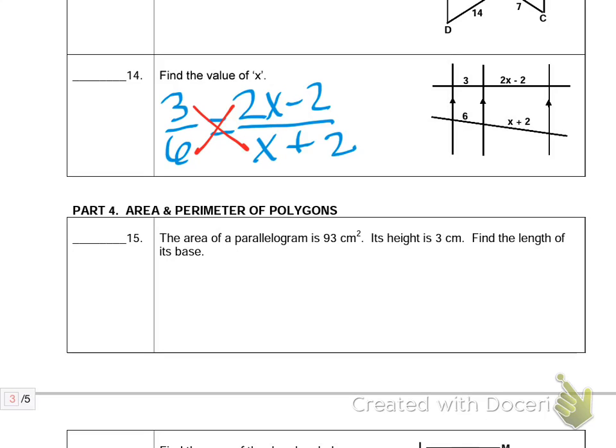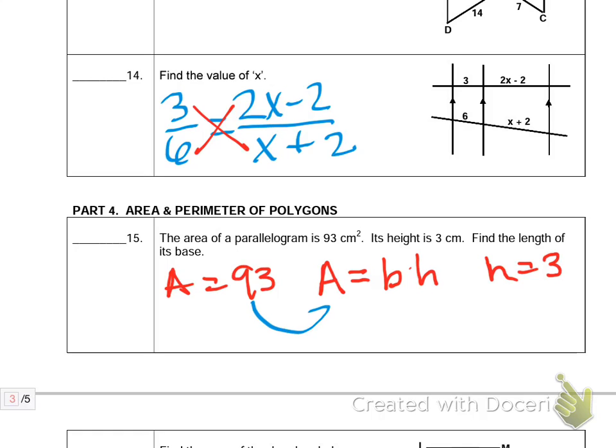Number 15. The area of a parallelogram is 93 centimeters. So our area is 93. The height is 3. Find the height of its base. So if we know that, to find the area of a parallelogram, we have base times height. So we already know that the area is 93, and we know that the height is 3. So we can plug those in to our formula. 93 equals b times 3, and then solve this equation for b.